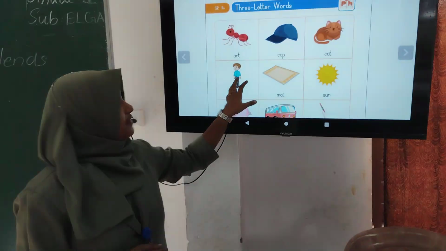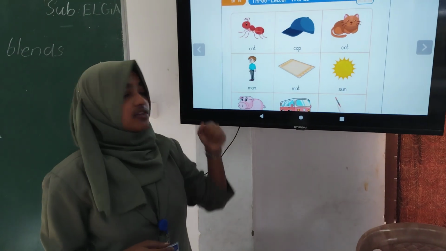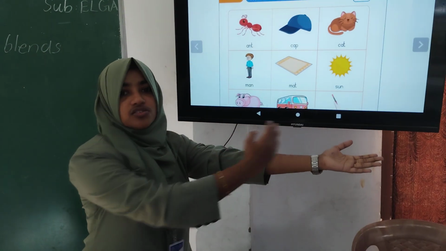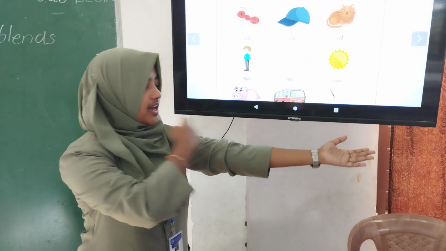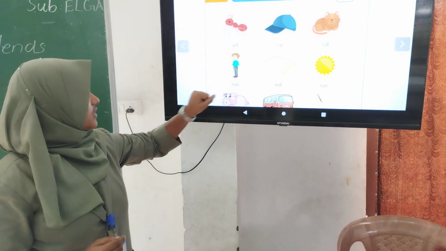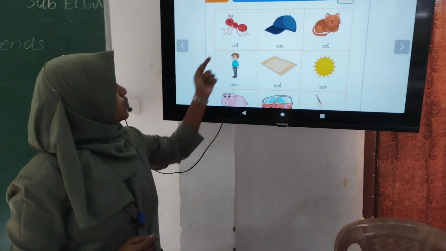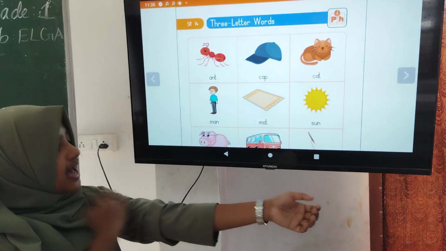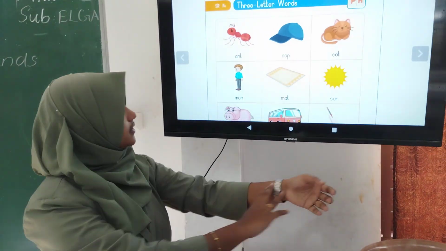So our first letter is A. How do we read the word? We can take our hands. And. And. Like this we can read all the other words. So what is the first word? The first word is and. And. And. Then the second word.